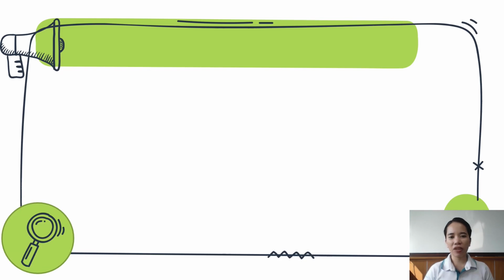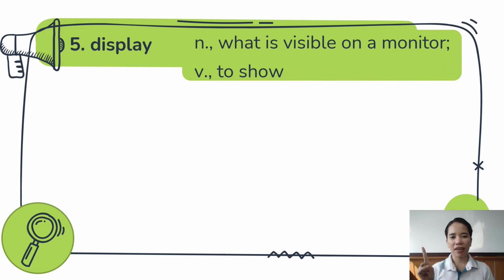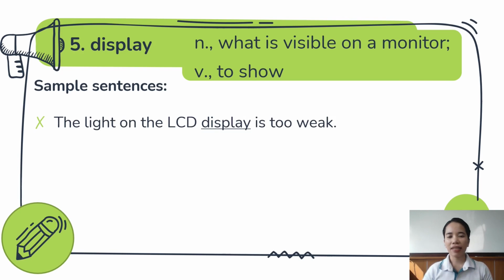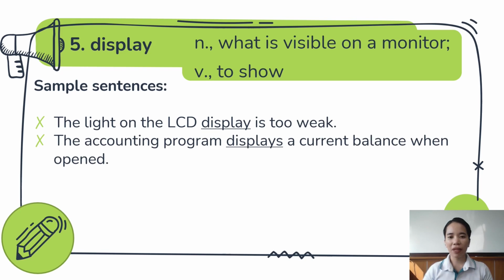Our next vocabulary is display. Display could be used in a sentence as a noun, meaning what is visible on a monitor, or as a verb, meaning to show something. Here are some examples. The light on the LCD display is too weak. The accounting program displays a current balance when opened.